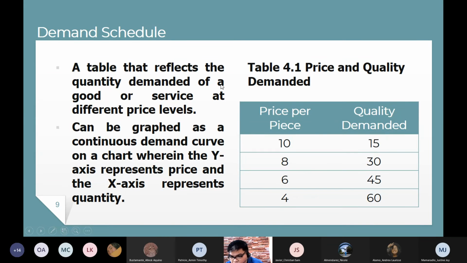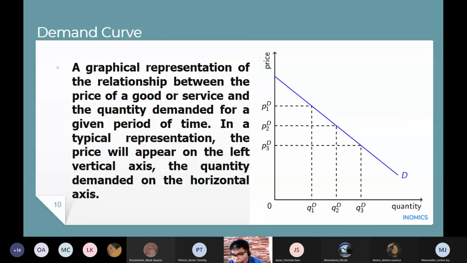So, the demand schedule is a table that reflects the quantity demanded of a good or service at different price levels, and it can be graphed as a continuous demand curve on a chart wherein the y-axis represents the price and the x-axis represents quantity. So, ito yung pinaka-sample. Medyo iba lang siya ng konti sa book, pero similar pa rin siya. So, assume na lang natin na ito yung 15, 30, and then 45.